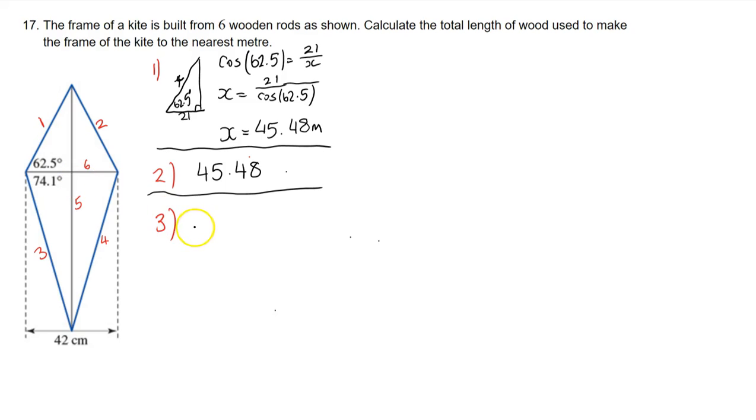So what information have I got? I'm going to copy down my diagram again. So 74.1, I've got a right angle. I'm trying to find 3, and I've still got that side as 21. So I've got my adjacent and my hypotenuse. I'm using cos.